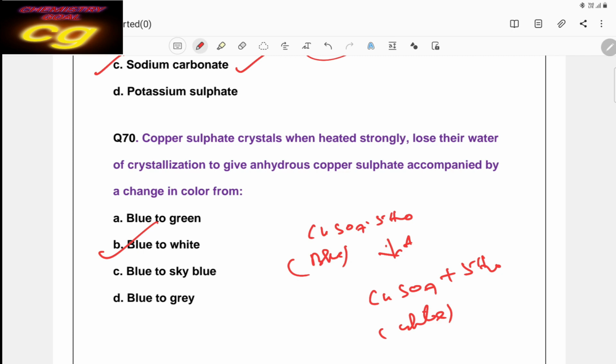So these are the 70 questions we have discussed from this chapter, acids, bases and salts.